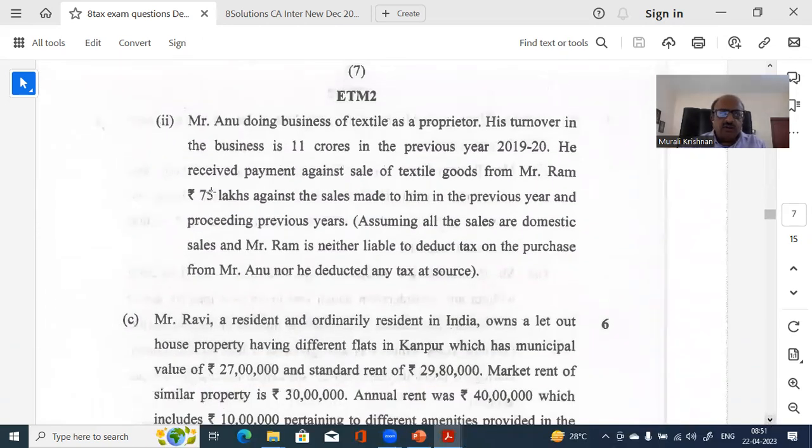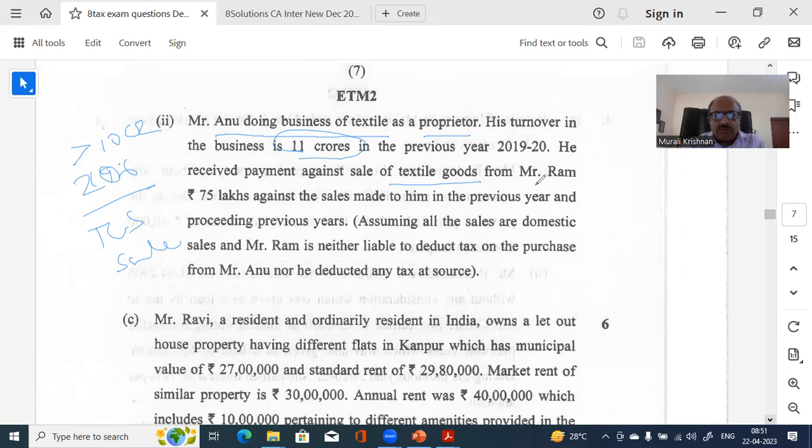The other part is also a little, not difficult, but Anu is doing business of textile as a proprietor. Its turnover is 11 crores, so he has crossed the limit of 10 crores for 194Q, and 206C relating to TCS on sale. I don't remember the section. He sold textile goods and received 75 lakhs from Ram against sales made to him in the previous year and the preceding year. All put together, 75 lakhs he has received in the current year, relating even to earlier years, but now he is receiving it.